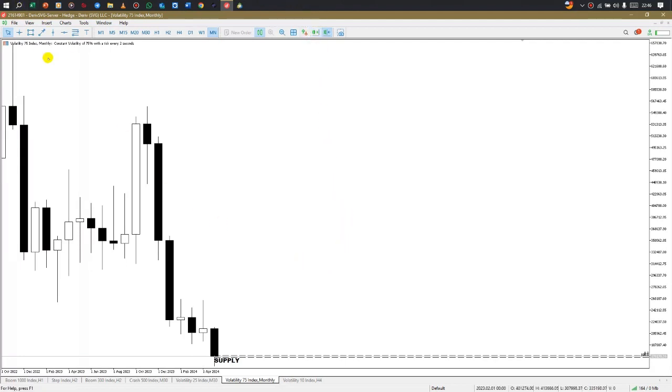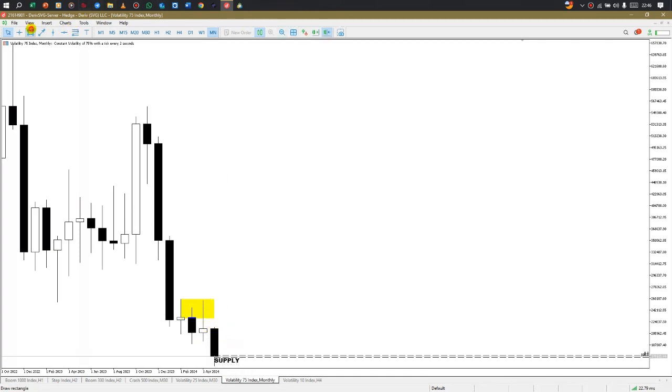So currently I'm on the Volatility 75 Index monthly time frame. As you can see, the current month is bearish and it just engulfed this bullish candle. So why is it going to the downward side? You can see it's rejecting from this monthly supply zone here. As you can see, we had a top base top supply zone. The price came to react and started dropping again.